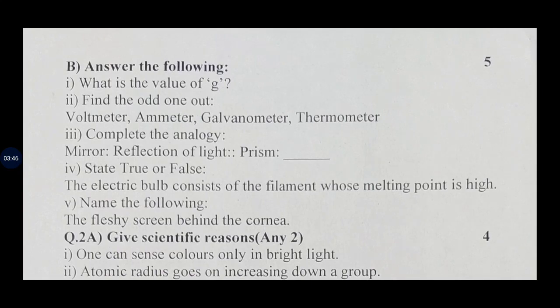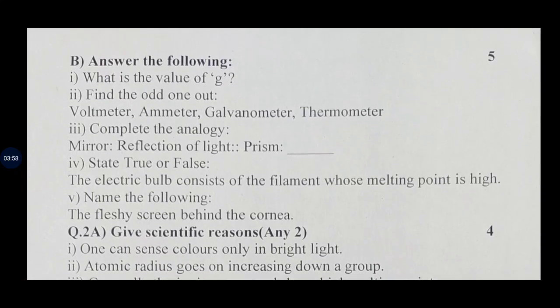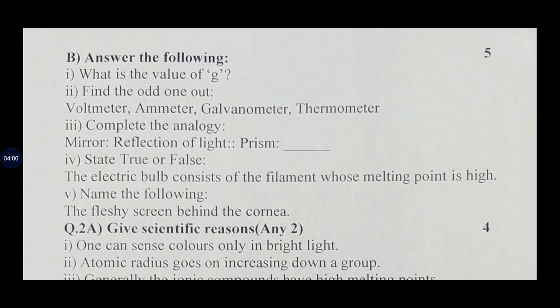No justification. So voltmeter, ammeter, galvanometer, thermometer. I think voltmeter, ammeter, galvanometer are related to electricity, but thermometer is not related to electricity. Next answer, I think thermometer. All of you know what the value of g is. G is acceleration due to gravity, so the answer is 9.8 meter per second square.